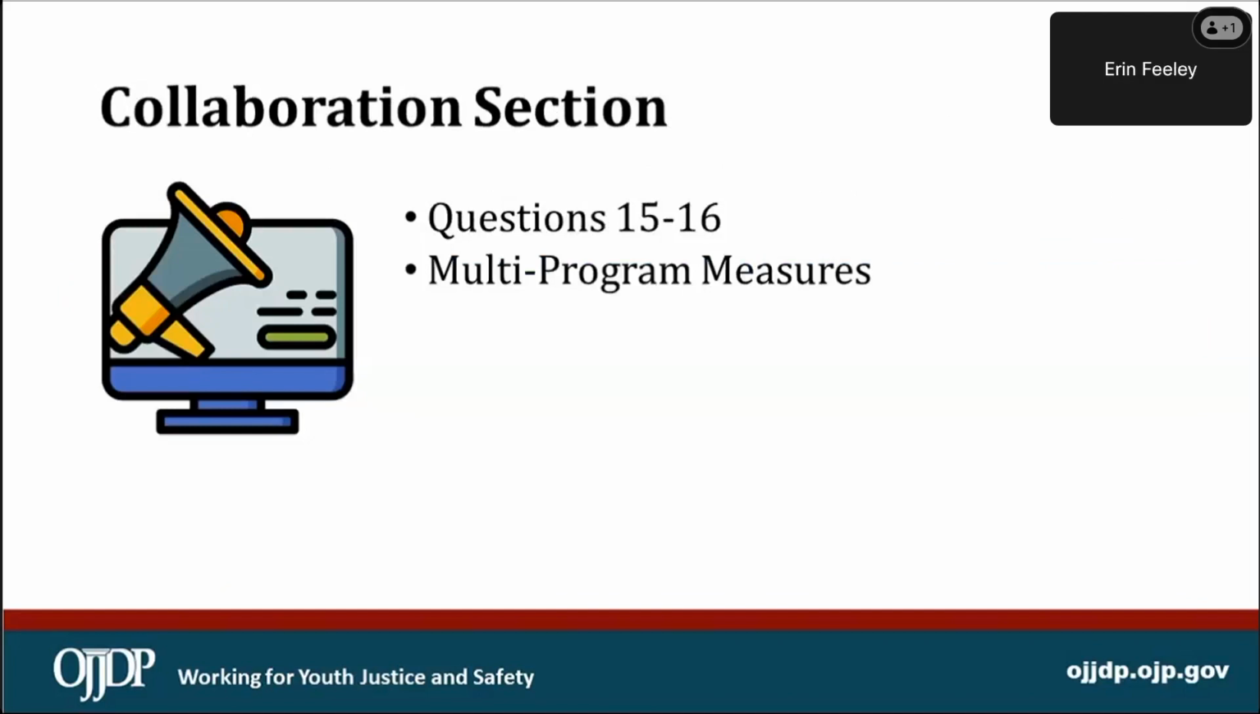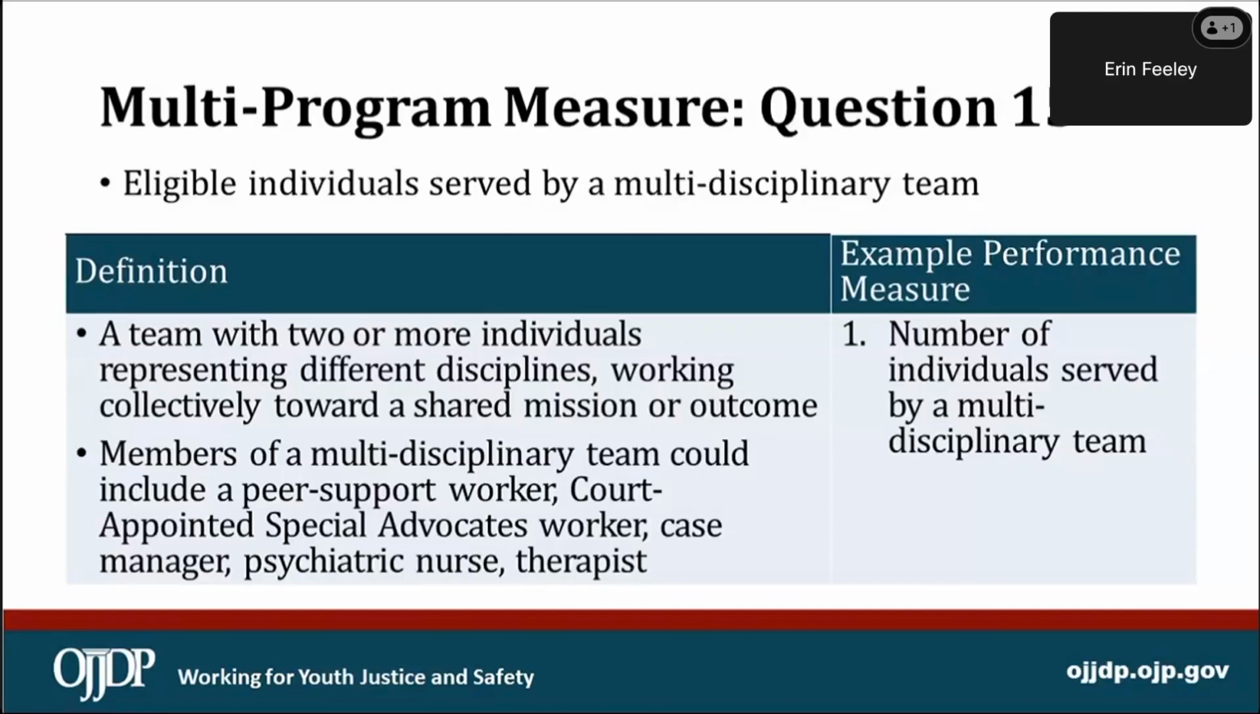Thanks, Kate. Now take a moment to look at the collaboration section. Question 15 relates to the number of individuals served by a multidisciplinary team. Please remember this is a team of individuals, not organizations, that have a different background. For example, these could include peer support workers, forensic nurses, CASA workers, but they have all different sorts of backgrounds that are coming together to support a specific client.